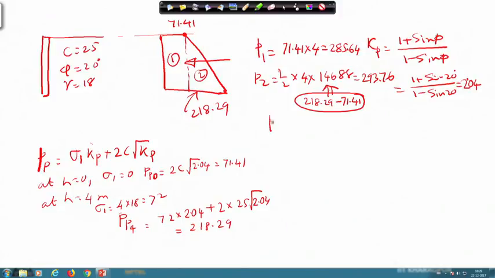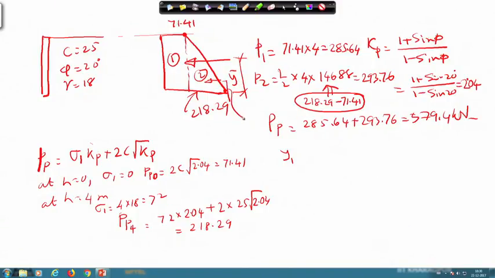and then your Pp will be equal to this together, 285.64 plus 293.76. So, this gives you 579.4 kilonewton. And now to find y bar, I can find y1. So, y1 is for this.